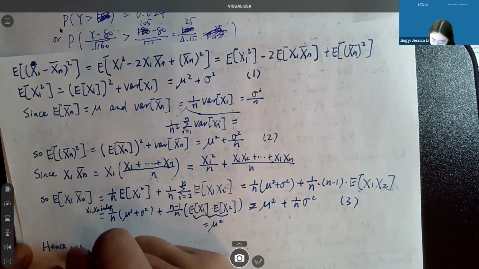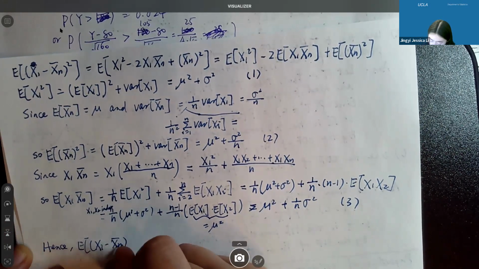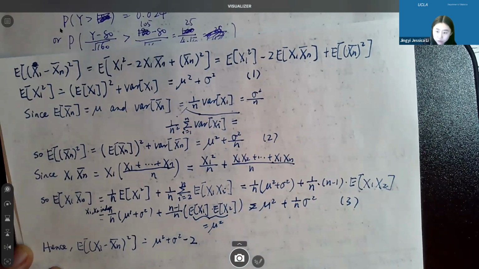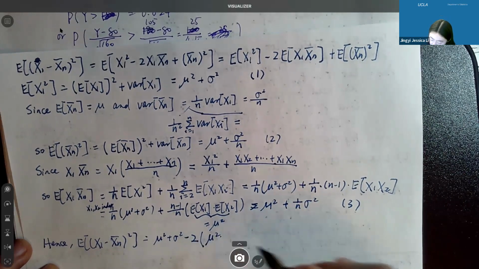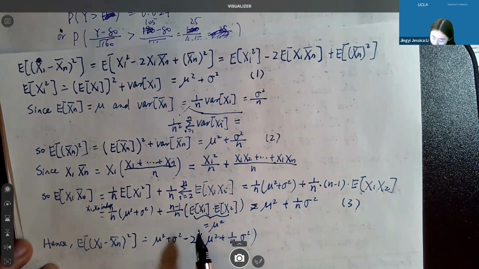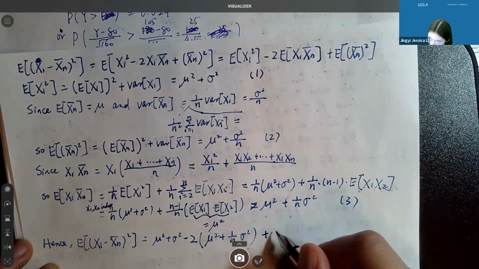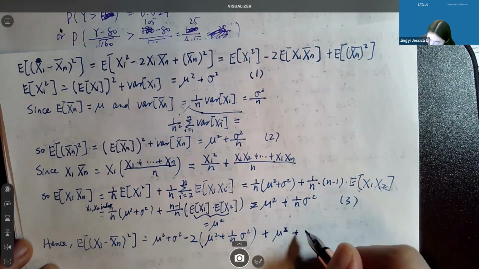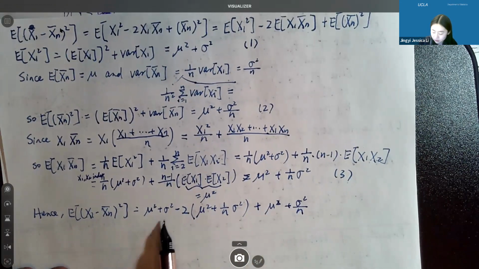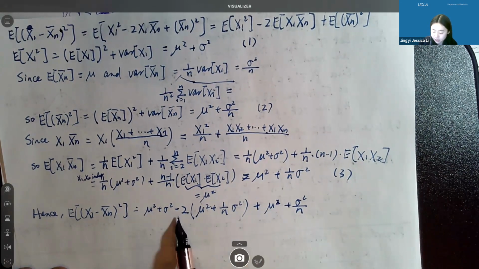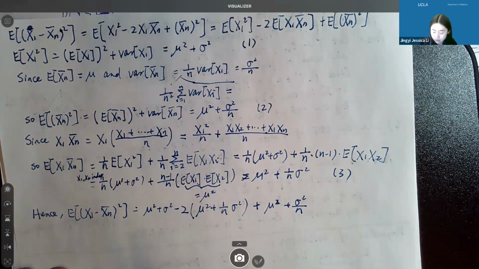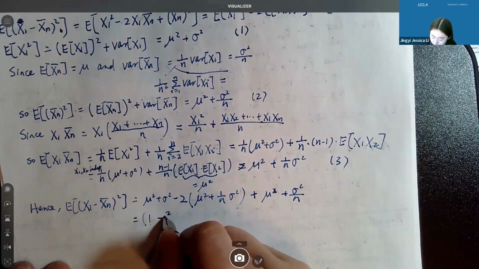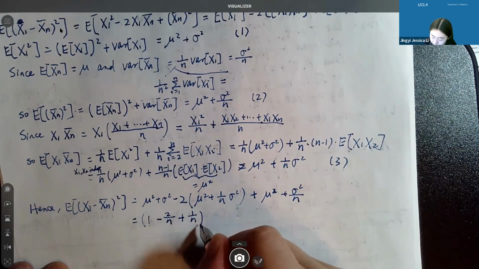Hence, the expectation of x1 minus xn bar squared from 1 is equal to mu squared plus sigma squared. The second one, I need to put minus 2 here: minus 2 times mu squared plus 1 over n sigma squared. Finally, term 3 plus mu squared plus sigma squared over n. All right, what do I have? This mu squared and the other mu squared will be canceled by the negative 2 mu squared, so mu squared is gone. For sigma squared, I have a 1 here, and this one is minus 2 over n. Finally, plus 1 over n times sigma squared.